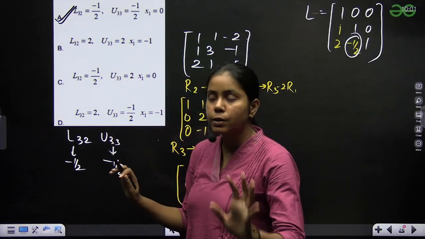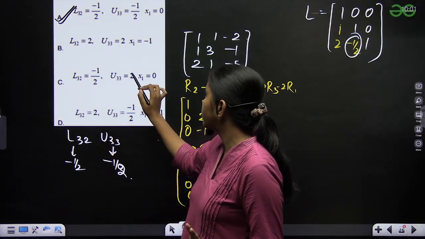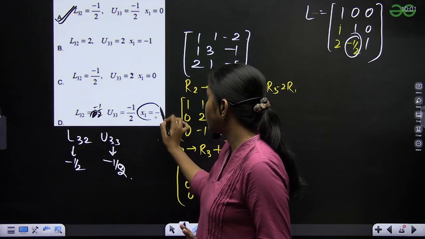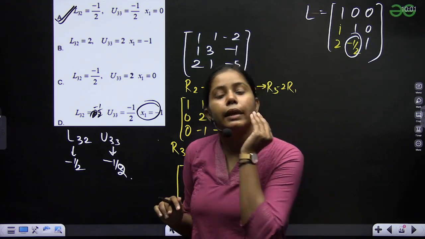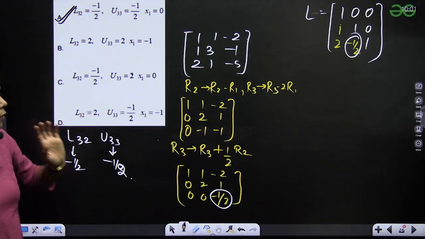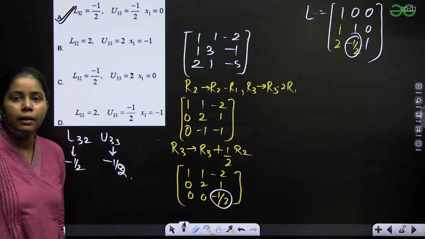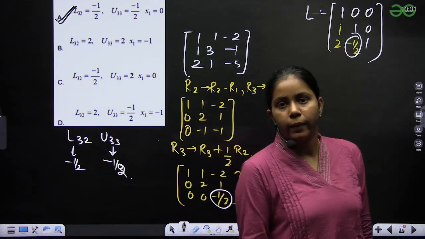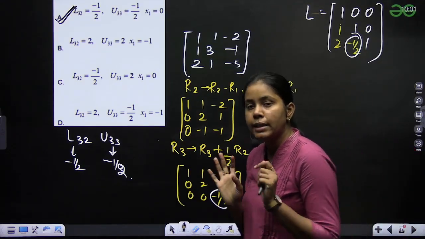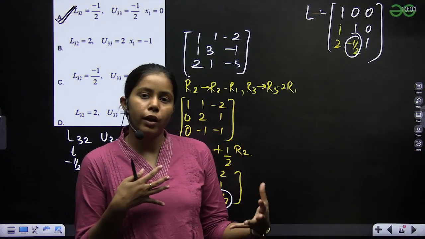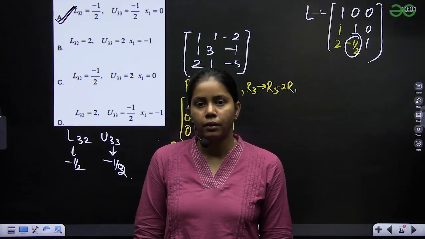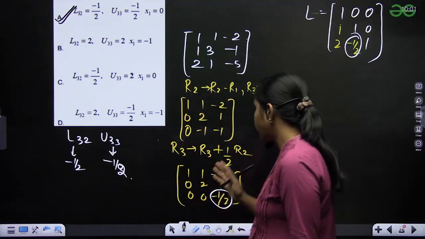If there were another option, let's suppose we have this option as well, this is minus 1/2, then you would have to check, because you do not know the value of x1. Then you have to solve for x1. But right now it is not required, so that's why I do not solve it. If it is required, it's up to you whether you solve for x1 using LU decomposition or simple row reduction, because we have already row reduced.